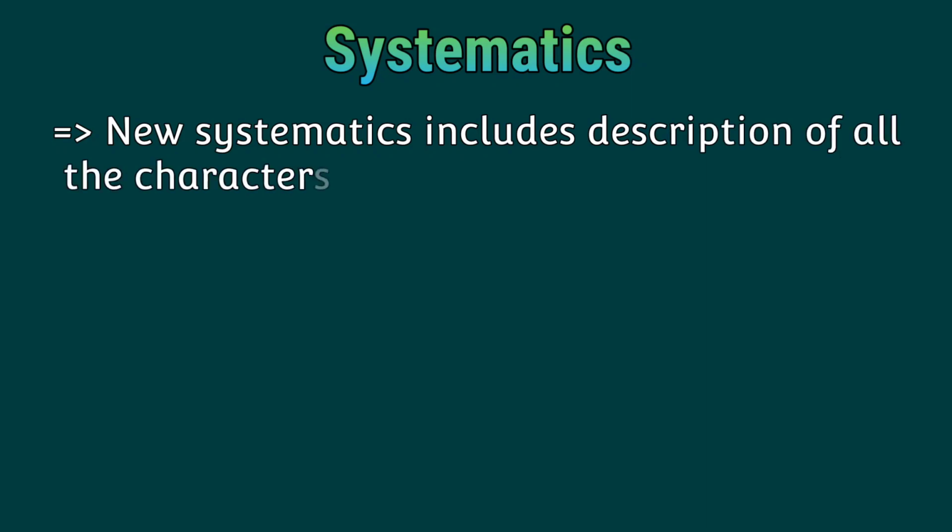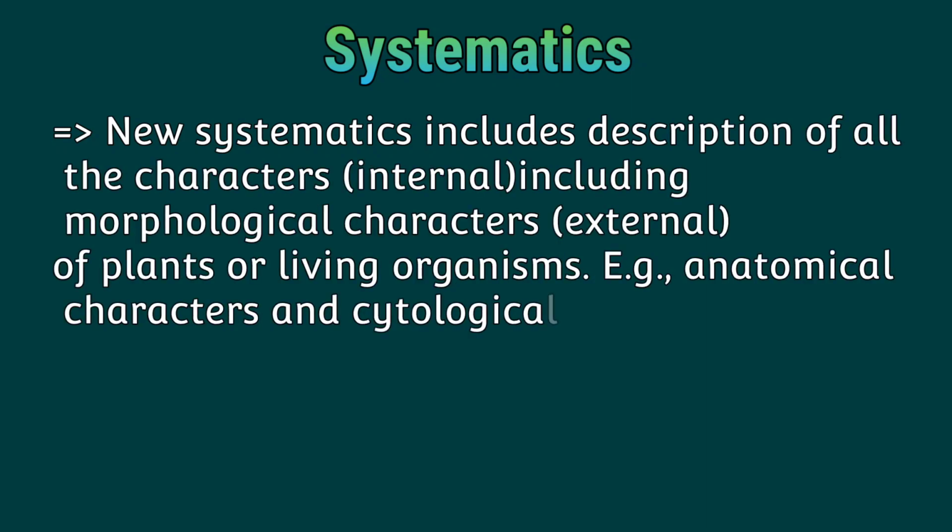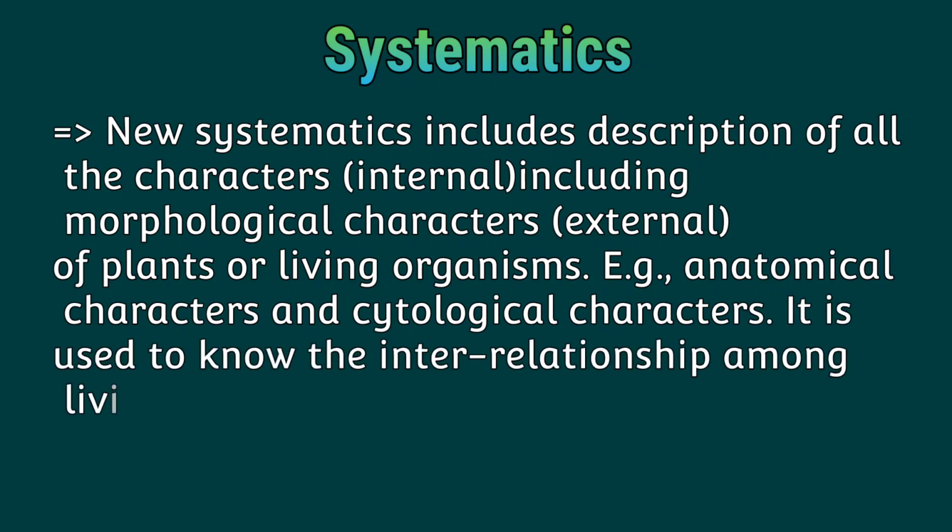New systematics includes description of all the characters, including morphological characters of plants or living organisms. Example, anatomical characters and cytological characters. It is used to know the interrelationship among living organisms.